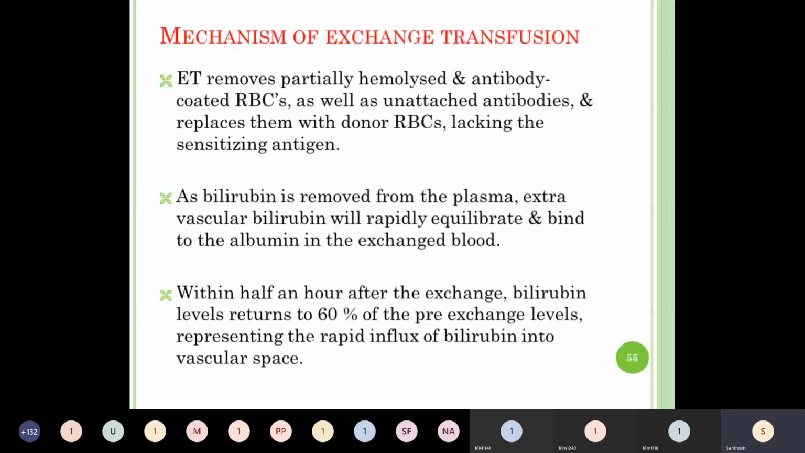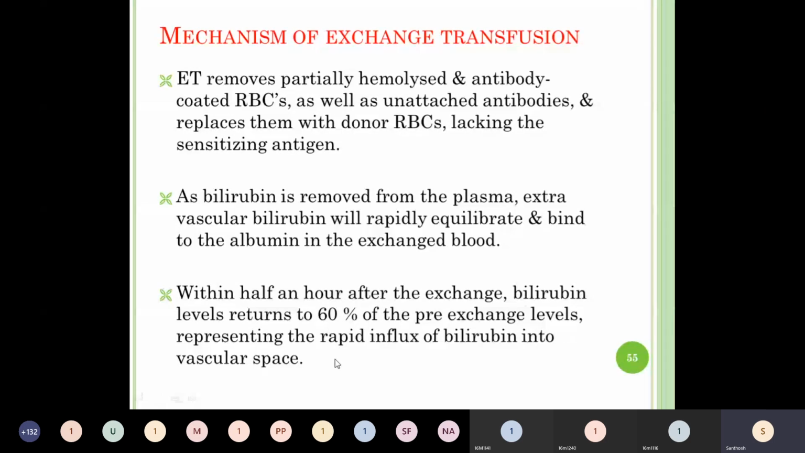In exchange transfusion, you remove the baby's RBCs, which are usually coated with the antibodies. So you remove the antibody-coated, partially hemolyzed baby's RBCs, and at the same time you also remove the bilirubin, and you replace them with donor RBCs which lack the sensitizing antigen. Also fresh albumin will be there in the exchange blood. This albumin binds whatever remaining bilirubin is there. So within half an hour after the exchange, the bilirubin levels return to 60% of the pre-exchange levels.